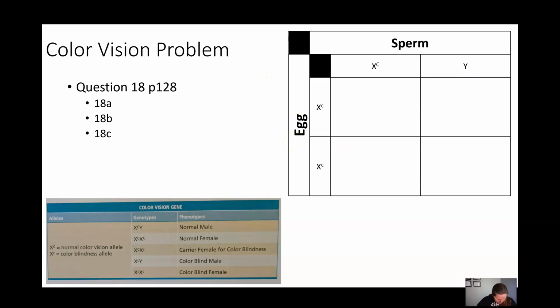Whereas the mother is a carrier, I think. Let me look. No, she's colorblind. So she's X lowercase c, X lowercase c. She's a colorblind female. So she has this genotype here, whereas the male is this one right here. So do your Punnett square cross and determine what proportion of their children are expected to be colorblind, what proportion of their daughters will be colorblind, and what proportion of their sons will be colorblind.